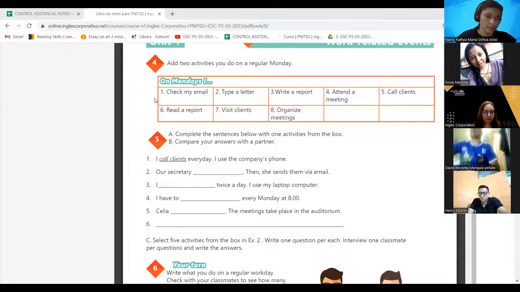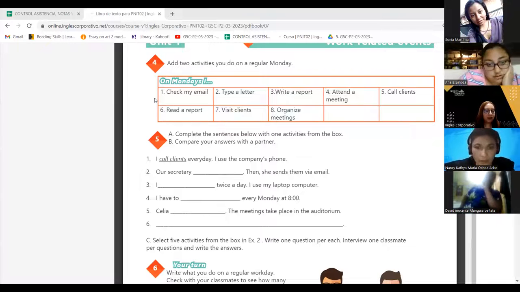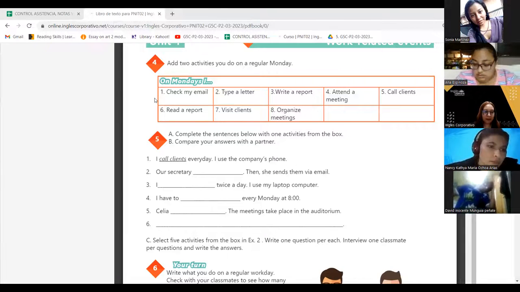Okay, on Fridays, I have to prepare a report twice during the day. And on Sundays, I enjoy to wake up later. Perfect, very good, Sonia. Si se fijan, Sonia también incluyó twice during the day, right? Y así, en dos oraciones podemos utilizar no solamente una time expression, sino varias, dependiendo de lo que queramos transmitir. Good job, Sonia. Ana Espinosa, please.